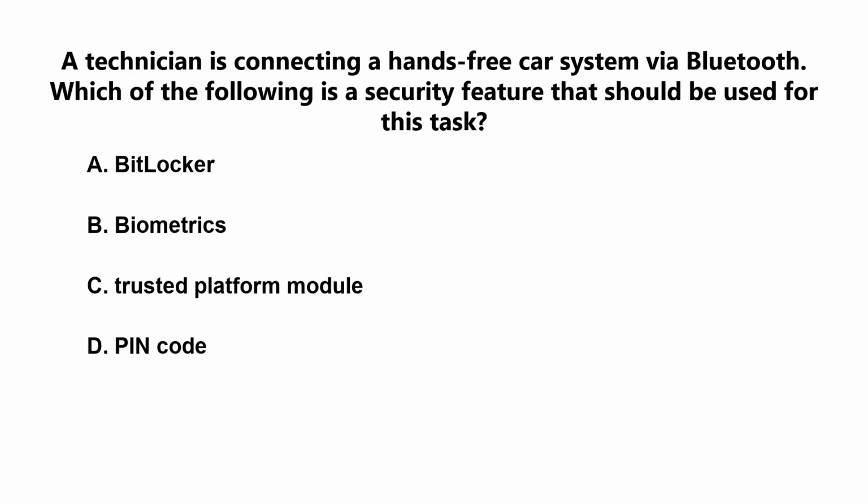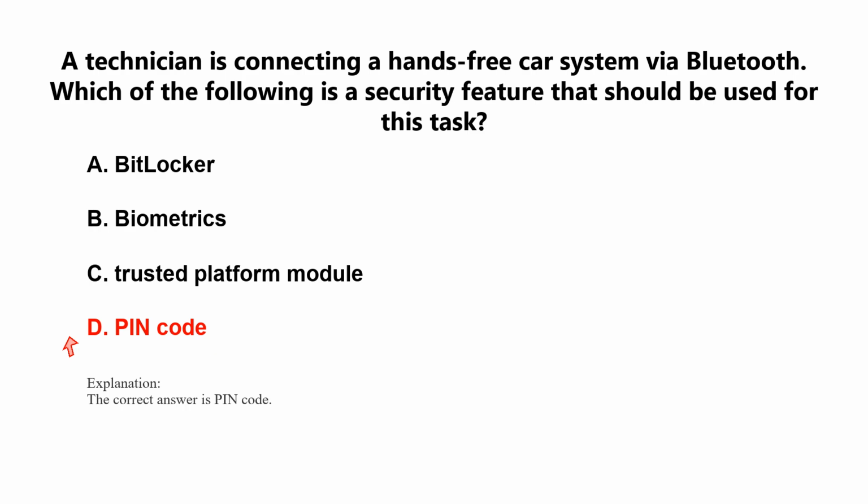Question 5. A technician is connecting a hands-free car system via Bluetooth. Which of the following is a security feature that should be used for this task? Option A. BitLocker. Option B. Biometrics. Option C. Trusted Platform Module. Option D. PIN code. The correct answer is option D, PIN code.